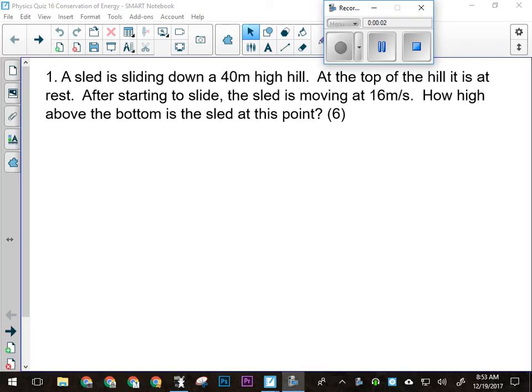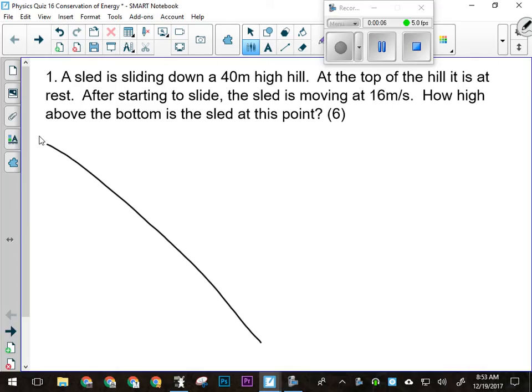Okay, so we've got a sled that's sliding down a hill. So our hill looks like this. When we're at the top of the hill, we are 40 meters above the bottom of the hill.